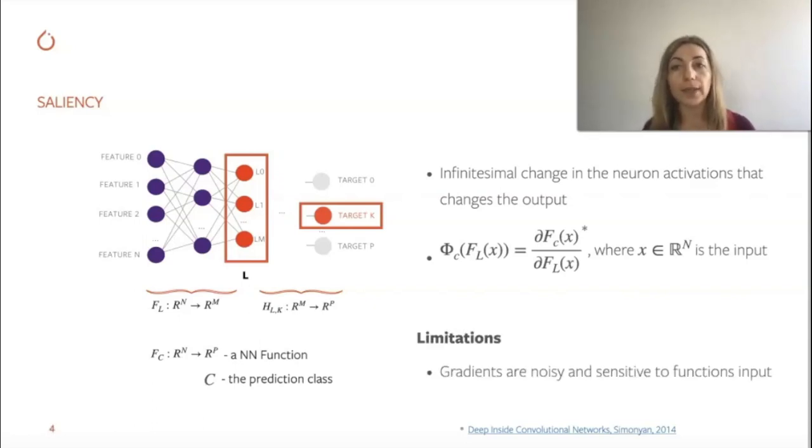Some of the shortcomings of saliency method are that gradients can be noisy and sensitive to function's input and unfaithful to function's output. You can convince yourself by trying out a simple neural network function, computing the gradients and seeing how noisy they can become.